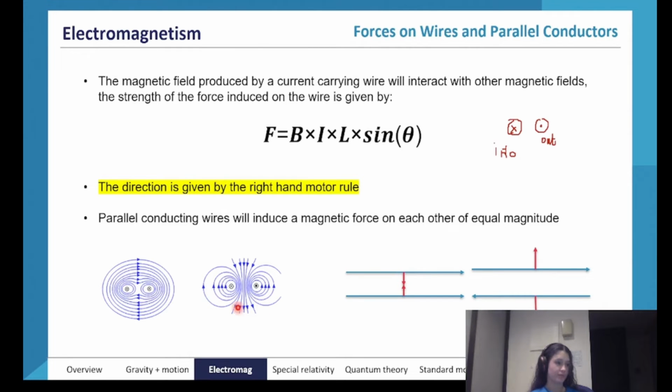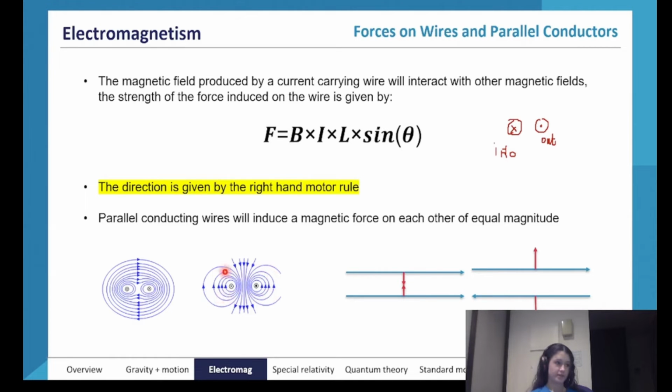However, if we have 2 wires with current moving in the opposite direction, so for this one here, it's moving into the page, and this one is moving out of the page. If we consider our right hand rule, for our first one, it's moving into the page, so our force is going to be moving around in this direction. And for our second one, our current is moving out of the page, it's going to be moving around in this direction.